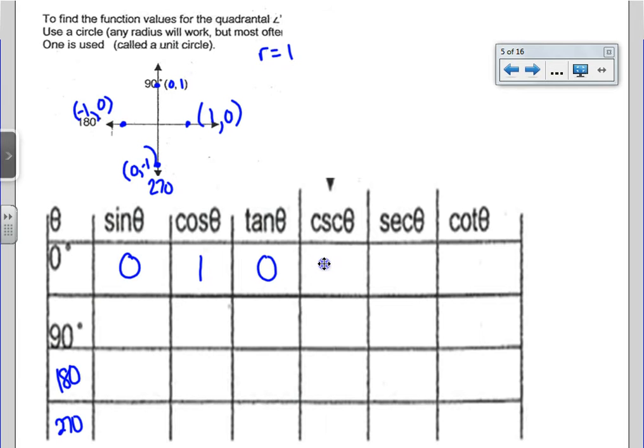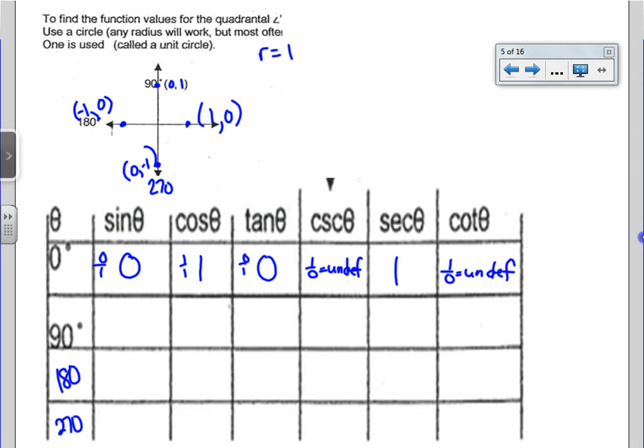Now cosecant is the reciprocal of our sine, and remember, originally we set up sine as 0 over 1, so cosecant would be 1 over 0, which is undefined. Secant, if I flip a 1 over 1, I still get a 1. And then cotangent, if I flip a 0 over 1, I get a 1 over 0, which is undefined.